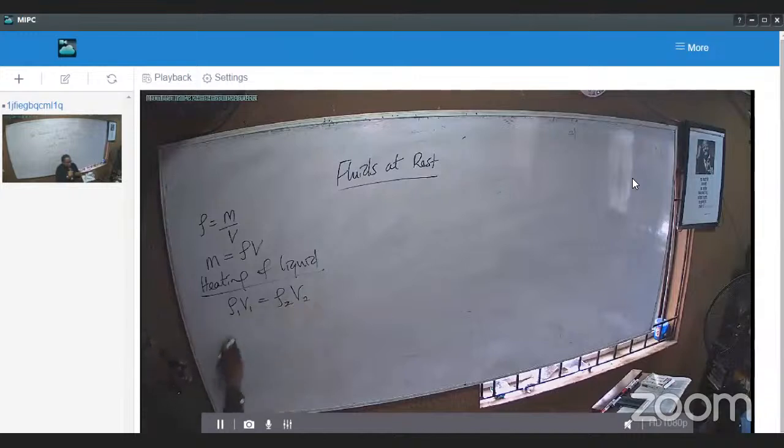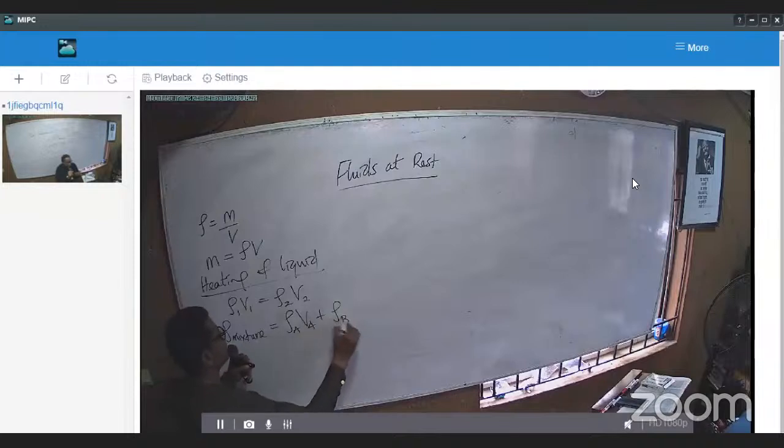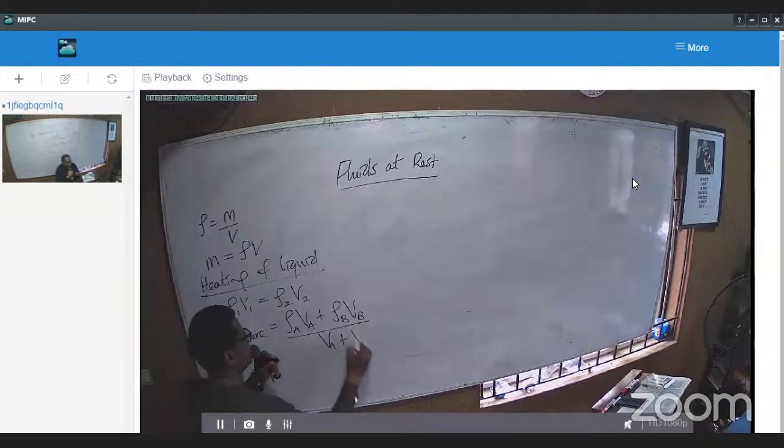Then density of mixture: rho A VA plus rho B VB. That type of note is easy to read now. Don't start carrying a big textbook and be reading; it's only when you are trying to check a point that is confusing.